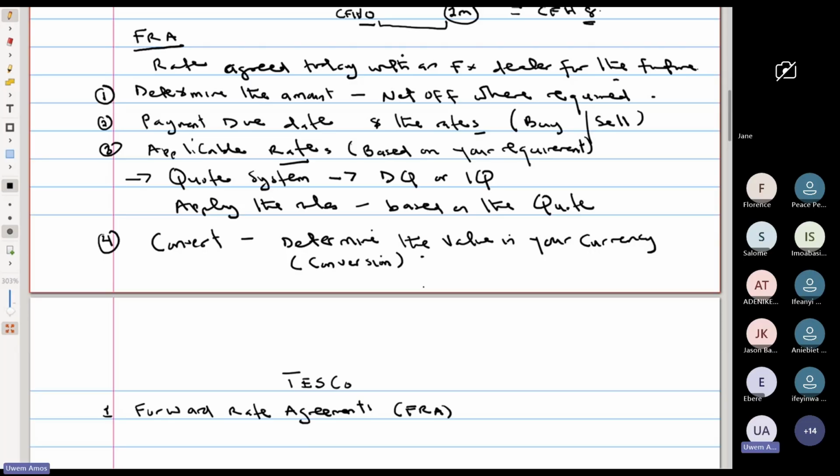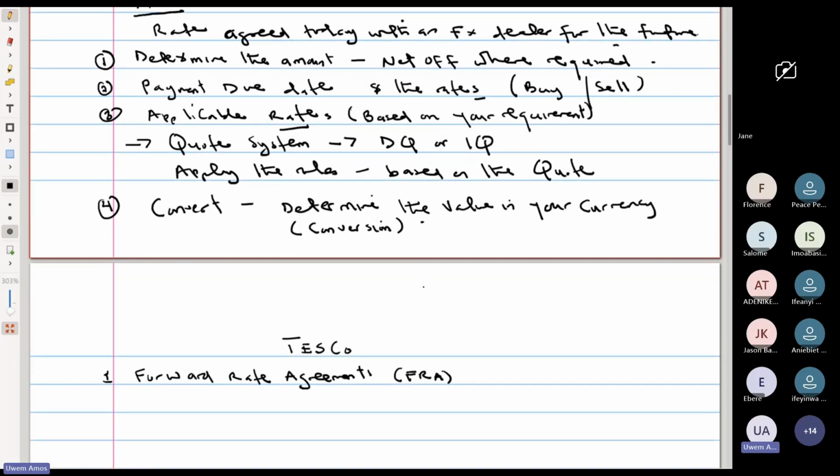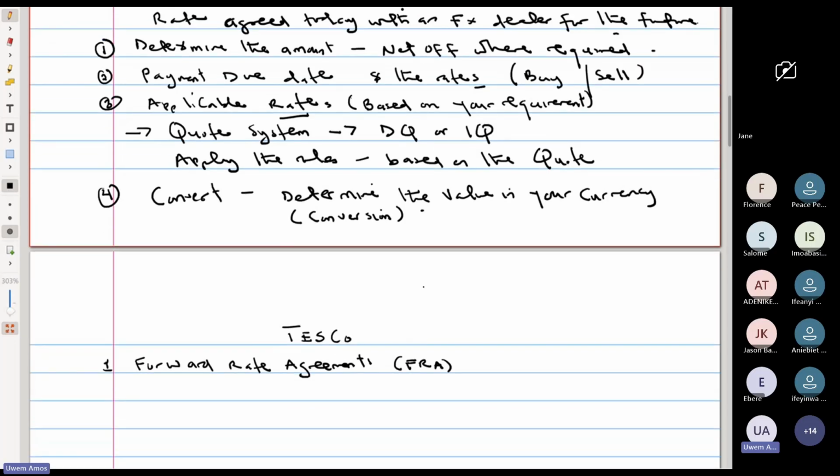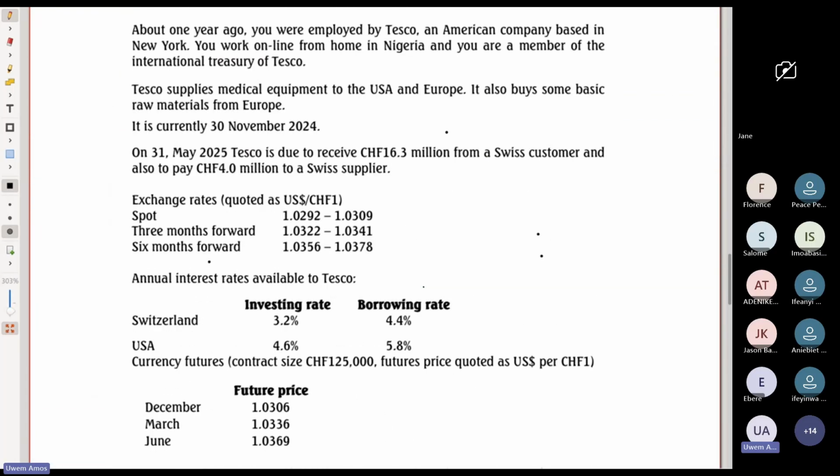So the first step is to determine the amount. How much are we trying to protect ourselves against? And if we have both receipt and payment, we begin by netting off. So let's determine how much Tesco is trying to protect itself against. Tesco is a US company. The customer is in Swiss francs. So they're trying to protect themselves against adverse movement in the exchange rate between the US dollar and the Swiss franc. But by what amount? So let's go right in.